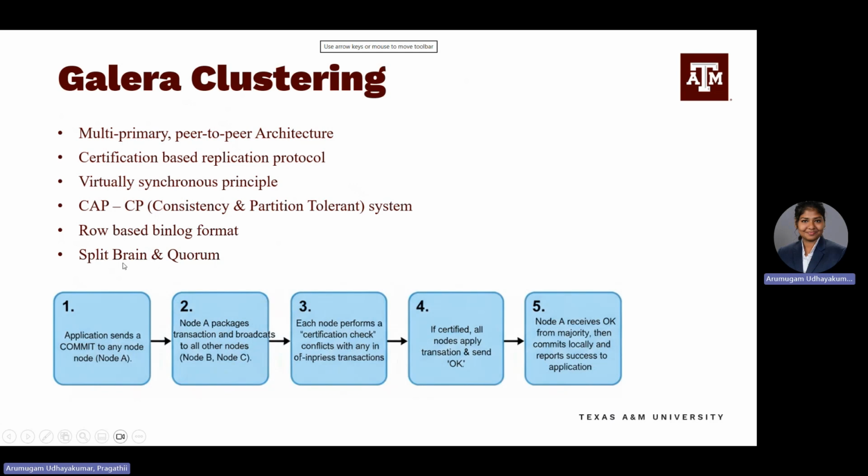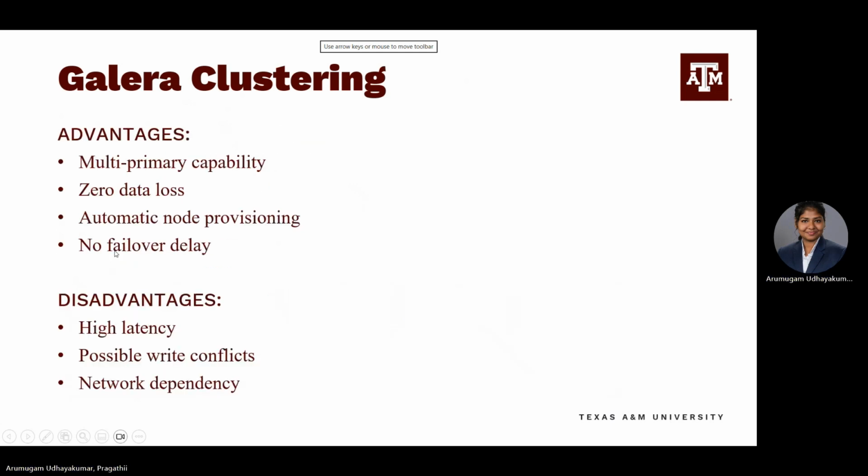Split brain is a situation in a cluster where two or more nodes lose communication with each other and each node assumes it is the primary, leading to conflicts. And quorum is basically the minimum number of nodes that must agree and be connected for a cluster to function properly. This helps prevent the split brain scenario. It is good practice to have an odd number of nodes in a Galera cluster, and thus we can ensure there is no tie scenario in quorum, and we can always recover from a split brain scenario.